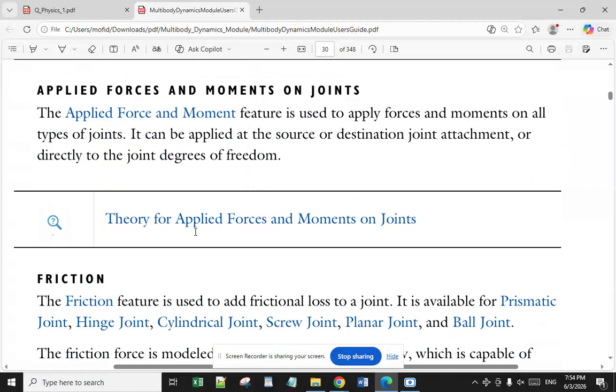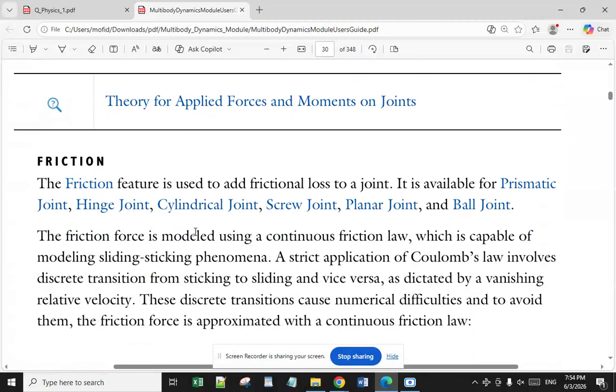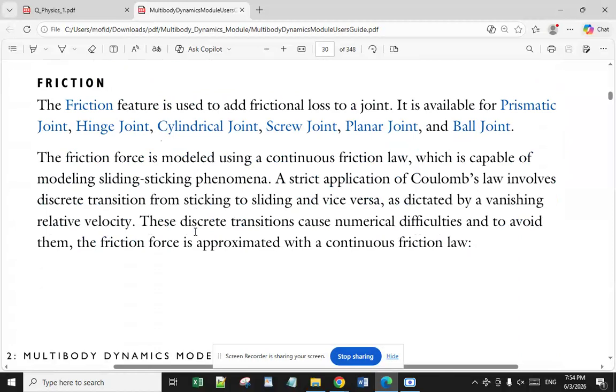Applied forces and moments on joints. The applied forces and moments feature is used to apply forces and moments on all types of joints. It can be applied at the source or destination joint attachment or directly to the joint degrees of freedom. Theory for applied forces and moments on joints. Friction section. The friction feature is used to add frictional loss to a joint. It is available for prismatic joint, hinge joint, cylindrical joint, screw joint, planar joint, and ball joint.